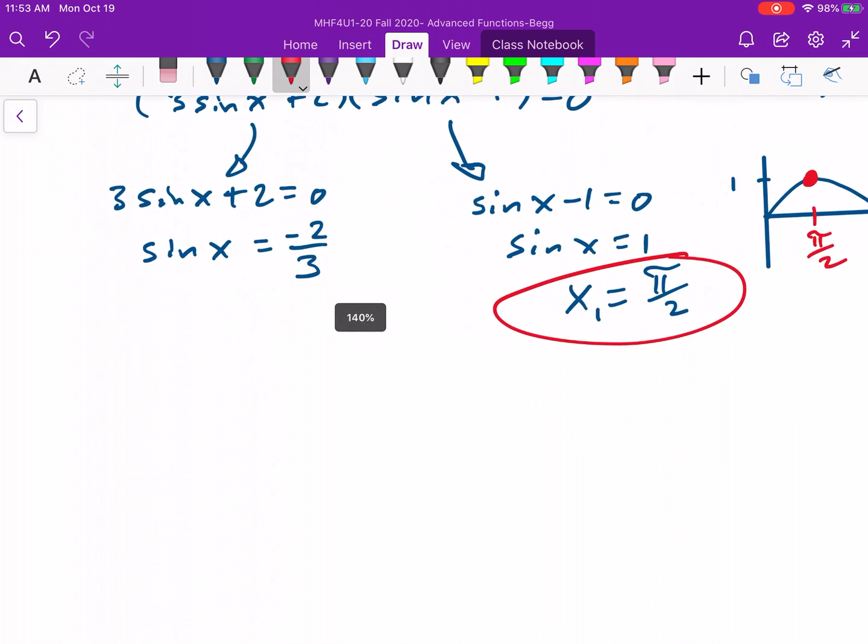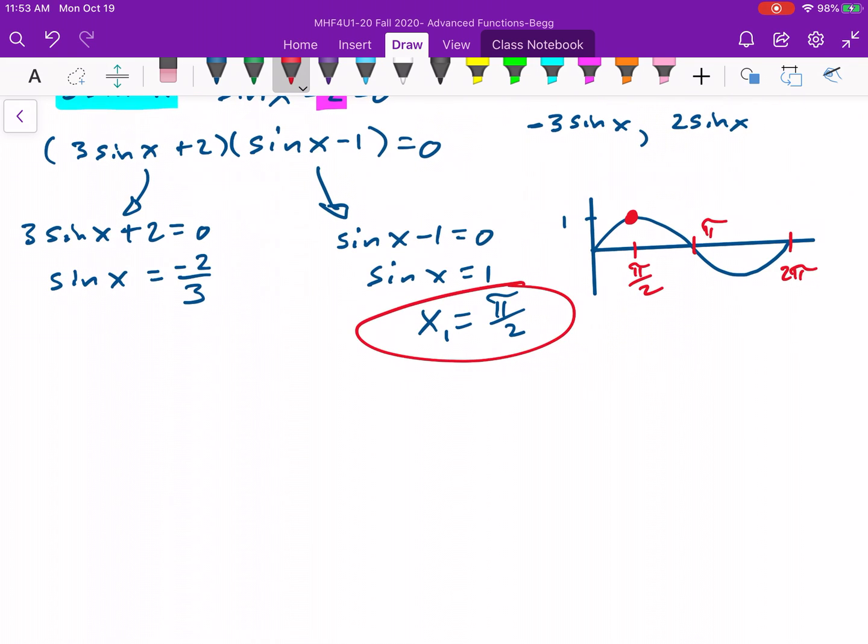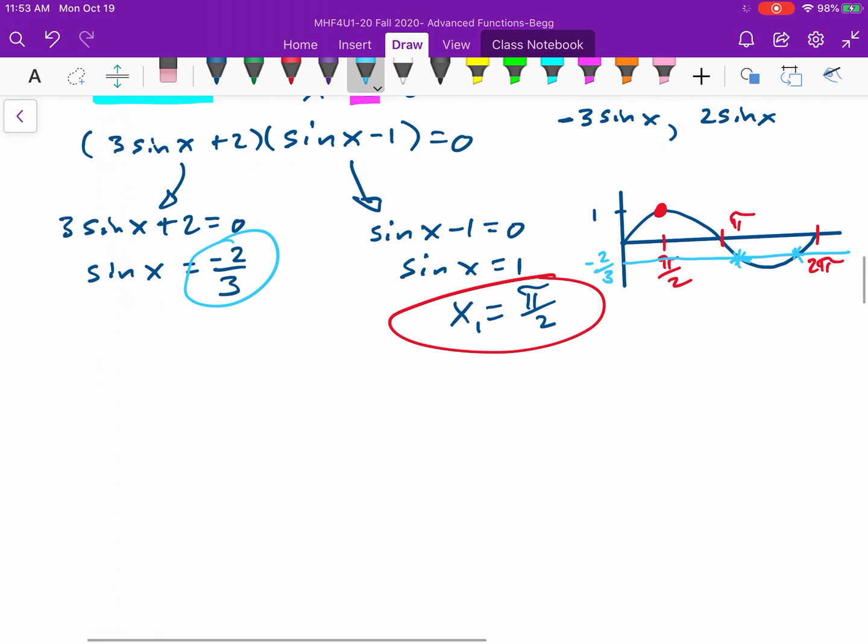This other one's a bit more troublesome, though, because, well, I could look at the graph, and if I was to try to find sine x equals negative 2/3 on the graph, that would be somewhere around here. So it looks like there's going to be a couple solutions, but negative 2/3 is one of those weird in-between values. It's not a special triangle. I can't use special triangles to do this one. So I'm going to go back to the technique that I had from yesterday, where I'm going to draw it on the Cartesian plane.